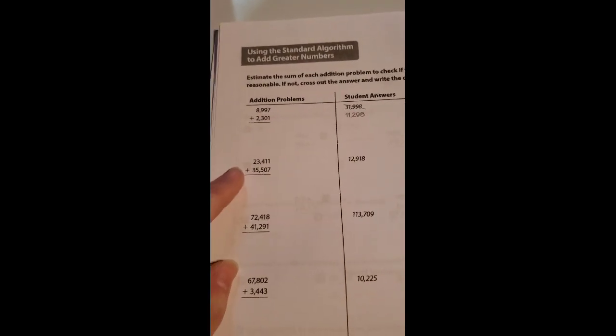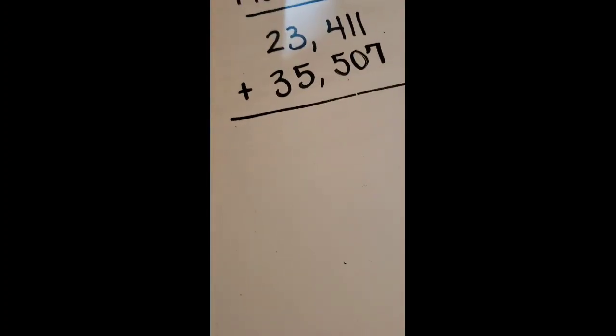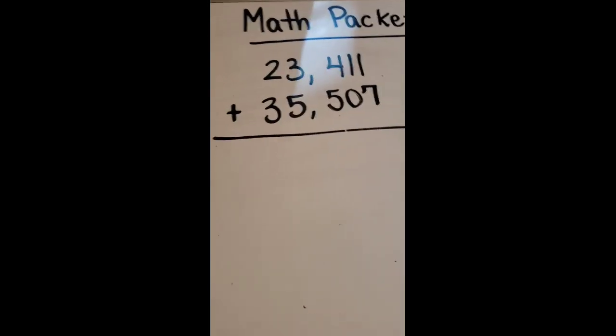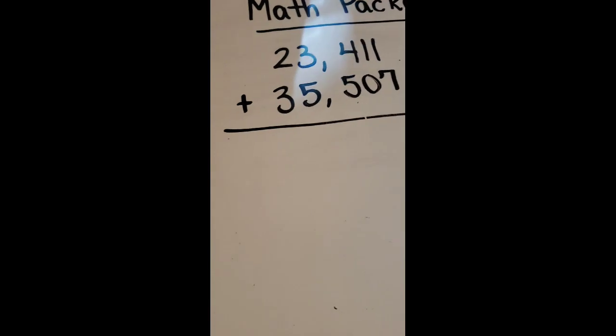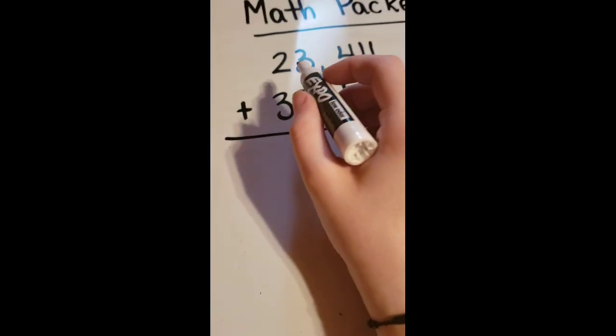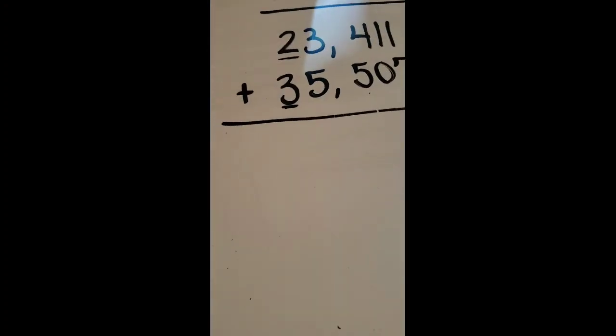So I'm going to show you how to do the next example, 23,411 plus 35,507. They want you to estimate to see if the answer that the student came up with is reasonable. So I'm going to estimate. How do we estimate? Well, we use rounding to estimate. And when you're rounding to estimate, you want to round to the greatest place value position that you have. In this case, both of these numbers go to the 10,000s place, so I'm going to round both of them to the 10,000s place.